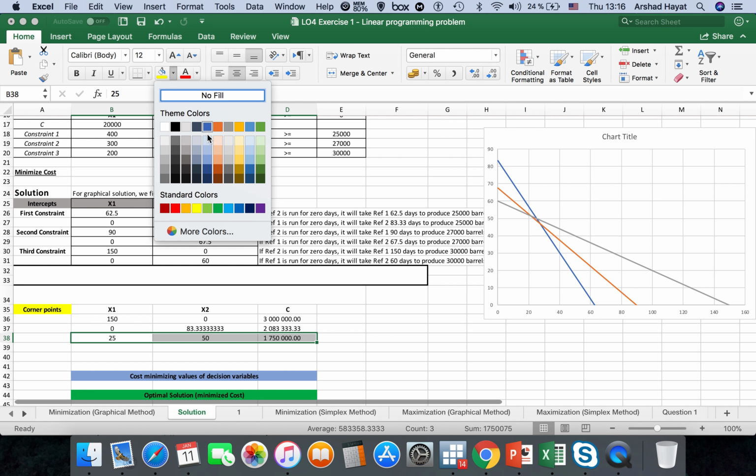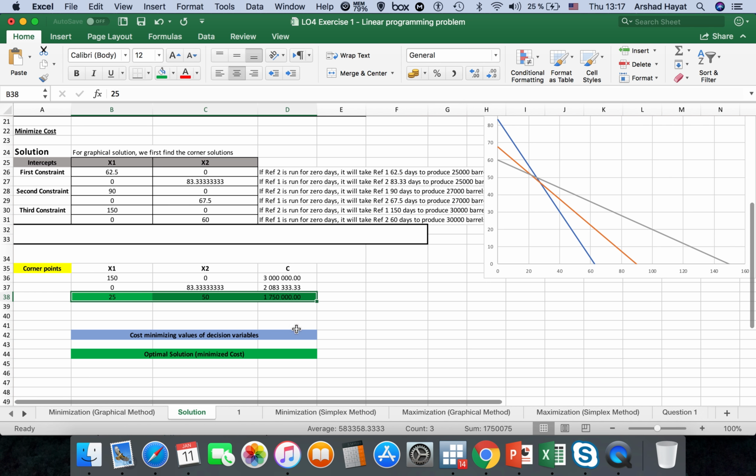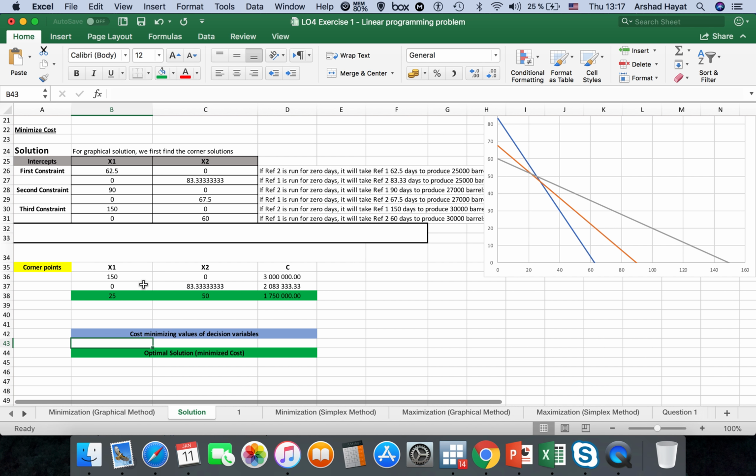Let me make this green. That's good news. The whole area is the feasible region. We can produce at any point here, and if we do that, we will meet our requirements and comply with our constraints. However, our cost would be minimum at this point, which is running the first refinery for 25 days and the second refinery for 50 days. We call this the optimal point. So the cost minimizing decision is 25 days of x1 and 50 days of x2.